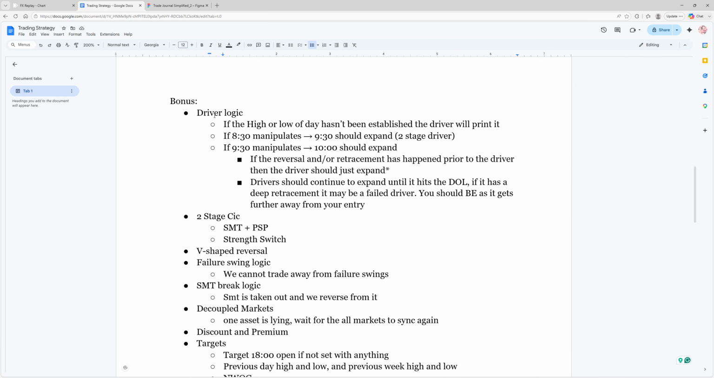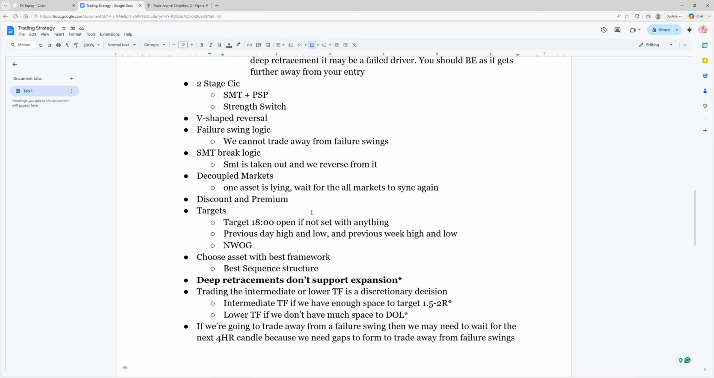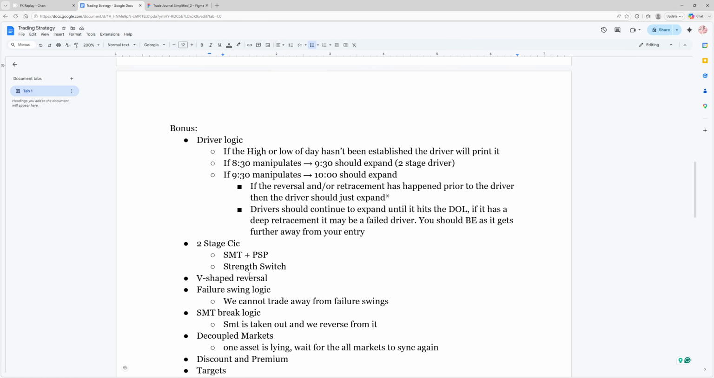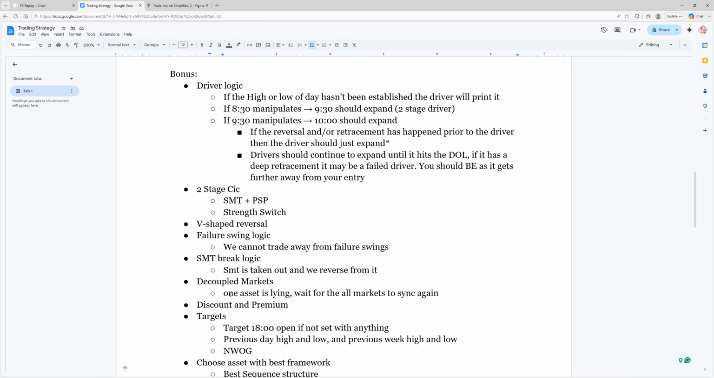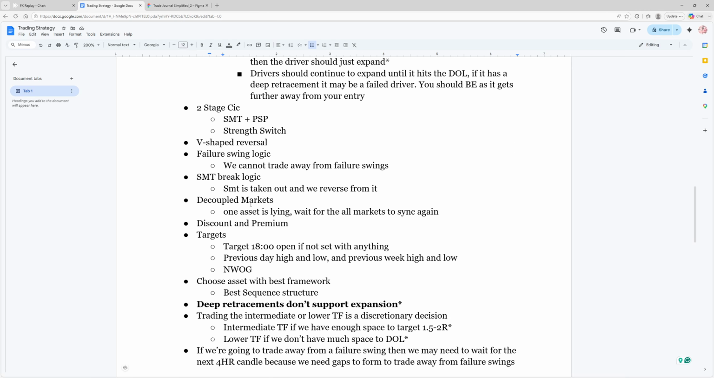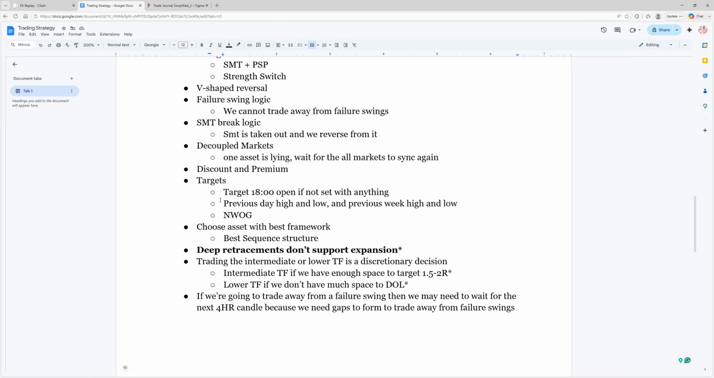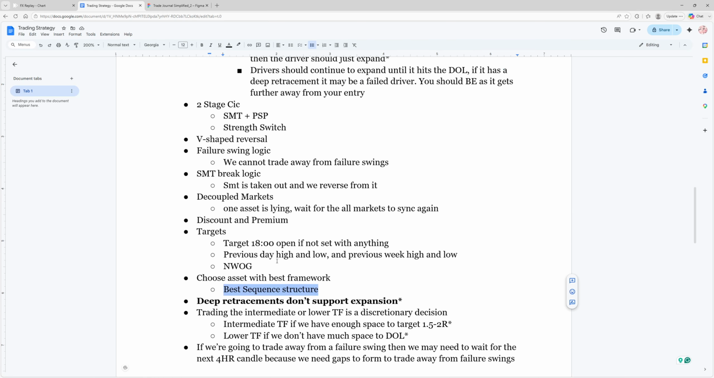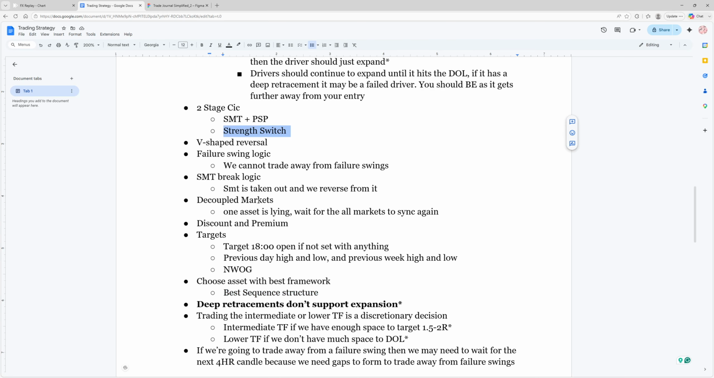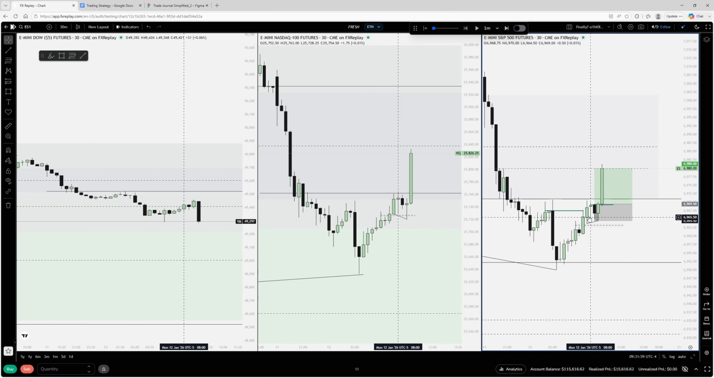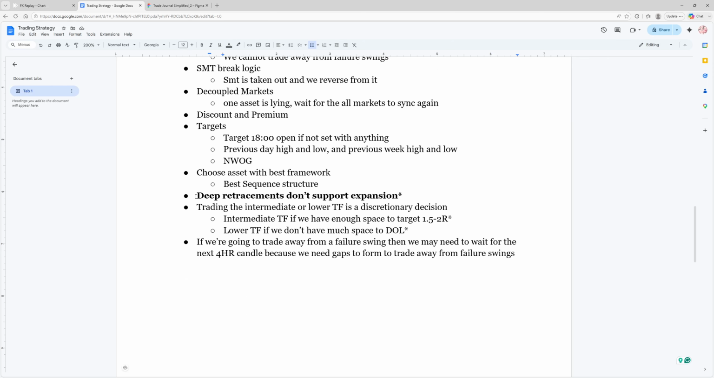And then, this is just extra stuff that comes up. Driver logic, 2-stage CIC, V-shape reversal, failure swing logic, SMT break, decoupled markets, discounted premium, what I can target, choose assets with best framework, best sequence structure, strength switch. This was a strength switch, so that's another one we used. Retracements don't support expansion, trading the intermediate, and so on.